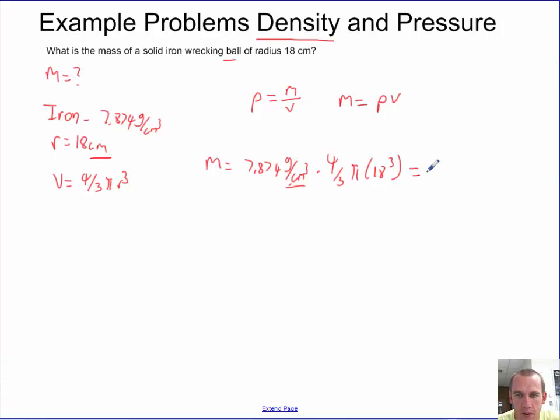192,354. This is going to be in grams because my cubic centimeters here are going to cancel my cubic centimeters there. The only thing left is grams. That's a fairly large amount of grams, so we might write this as 192.35 kilograms. Either of those are acceptable.